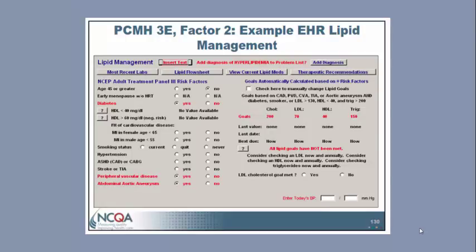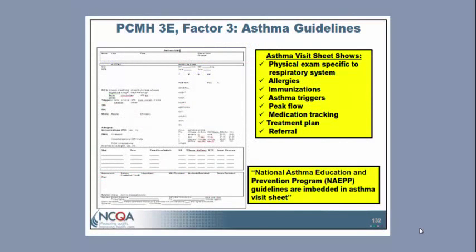This just has evidence-based guidelines that are built in for how to make sure that you are prescribing and caring for your patients who have lipid issues. And then here's an asthma guideline worksheet. It's kind of hard to see, but this is basically a visit sheet that just has all the kinds of reminders for what you're supposed to do for treating asthmatics.